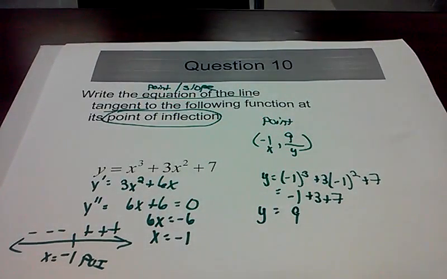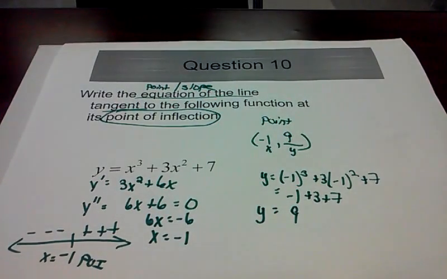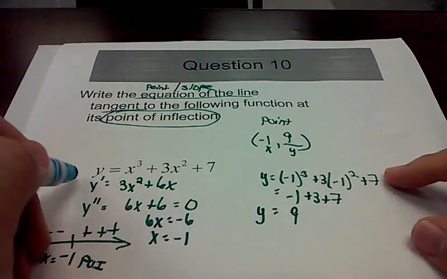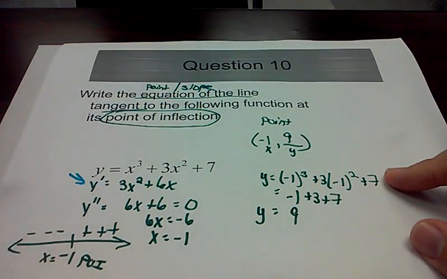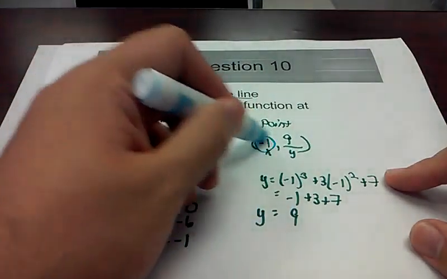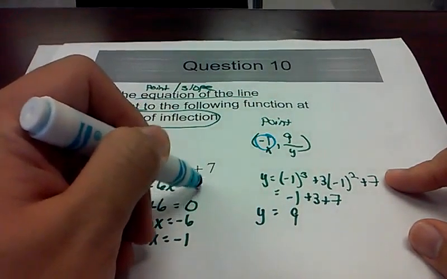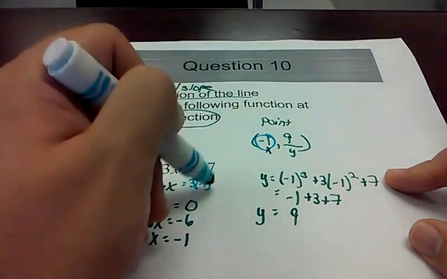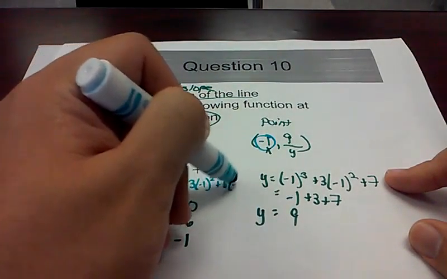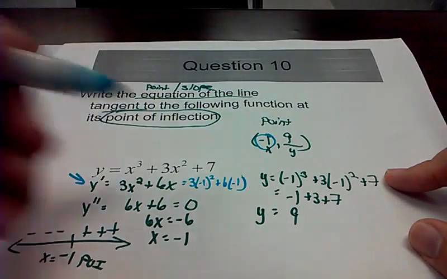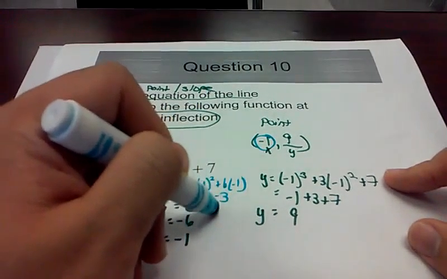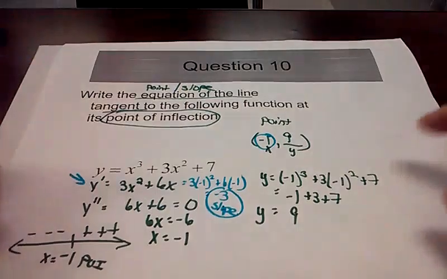Now I just need to find the slope. Well, in order to find the slope, you have to use the first derivative. So there's my first derivative, and what I'm going to do is plug in my x value of negative 1. So I'm going to have 3 times negative 1 squared plus 6 times negative 1. If I do my arithmetic here, that gives me a slope of negative 3.